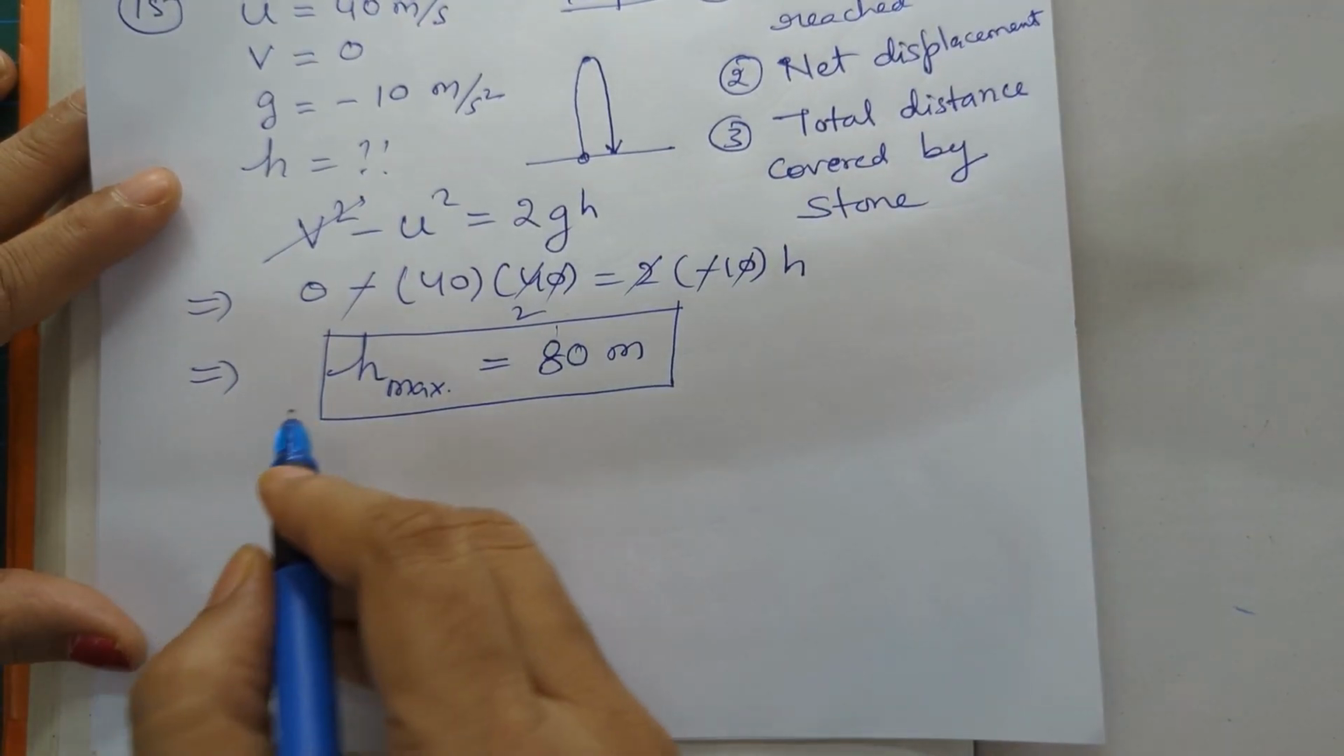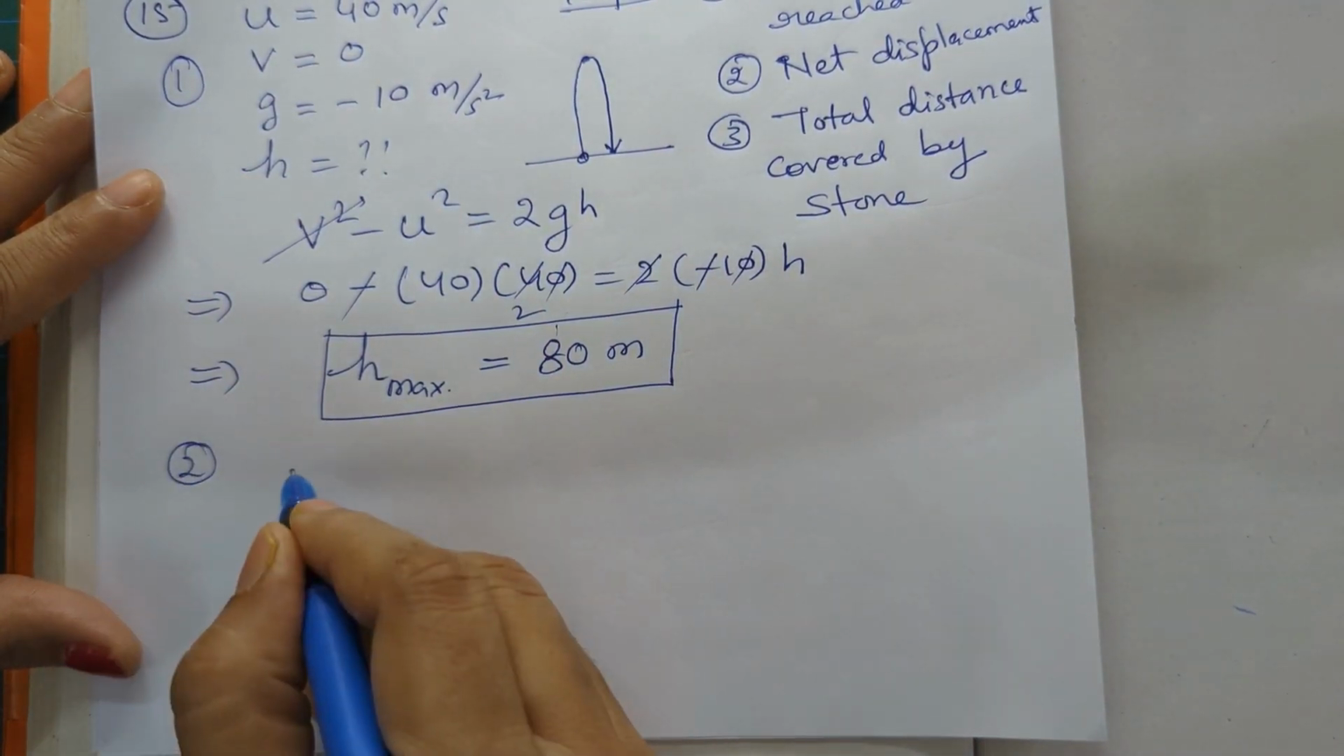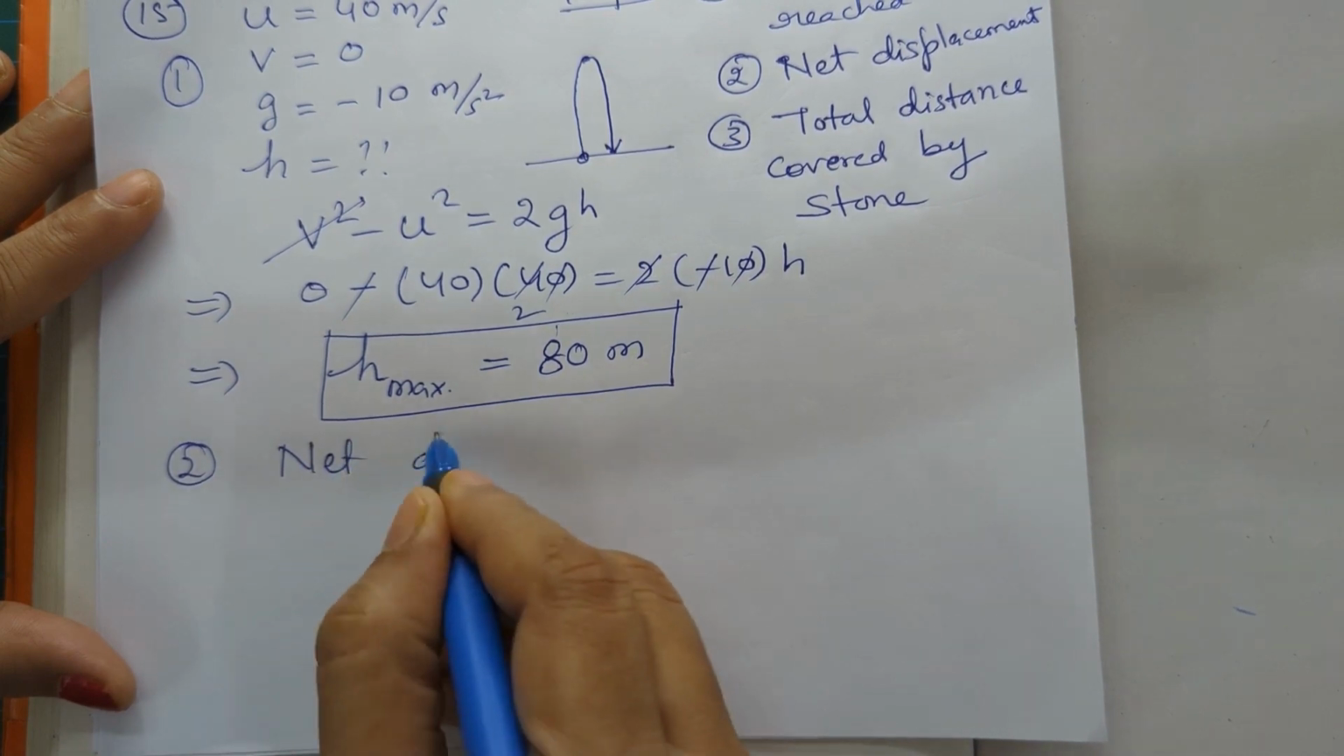So the second bit of the question, this is the first bit of the question. Second bit of the question, so what is the net displacement? Net displacement is 0.